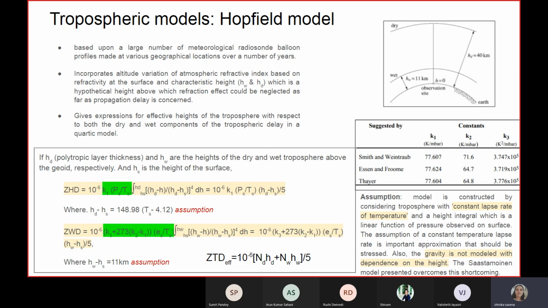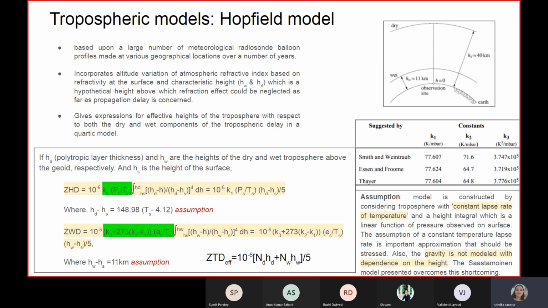The equations written below correspond to the Hopfield model to obtain the ZHD, that is dry delay, and ZWD, that is wet delay. Okay, so HD is the polytropic layer thickness. By polytropic, I mean a thermodynamic process with specific relation between thermal variables or thermal observables, that is rho, T, p. These are not constant in the atmosphere, and up to which height these things are not constant or some relation is happening, this is known as polytropic layer. Okay, so isotropic, polytropic, you can understand the meaning.